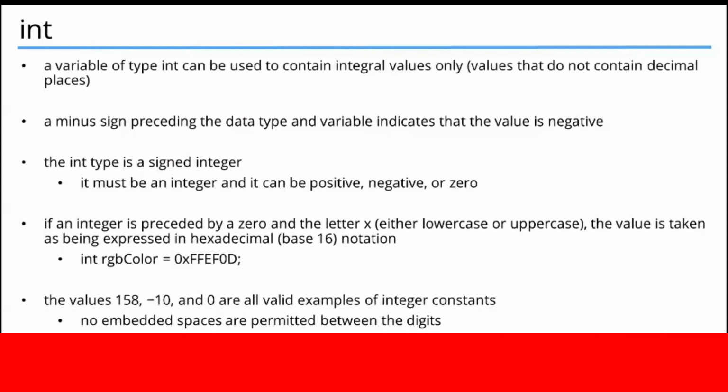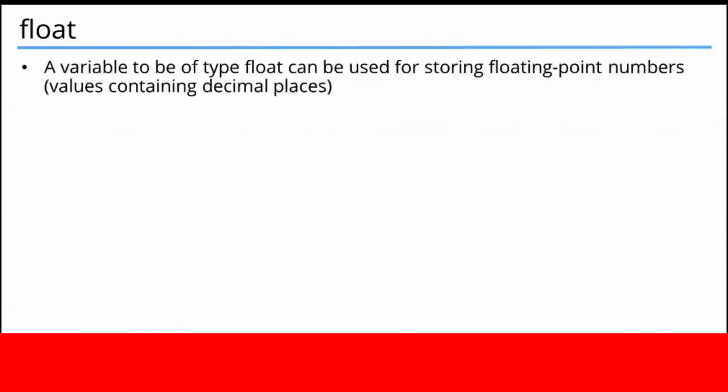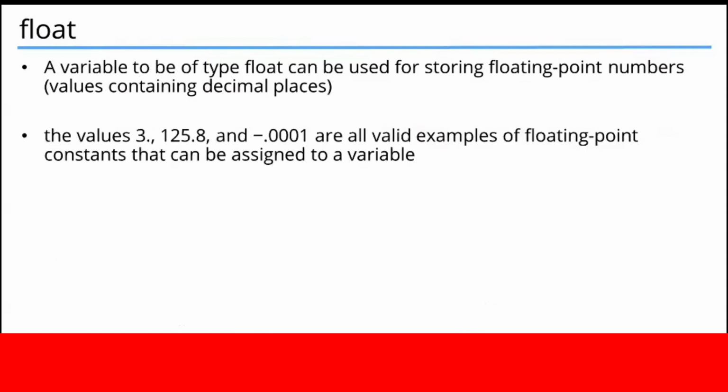Float is another really important data type, one of the basic data types. This is a variable that can store data for floating point numbers, which means numbers that contain decimal places. So the values 3.125, .8, and negative 0.001 are valid examples of data that can be assigned to variables of type float.